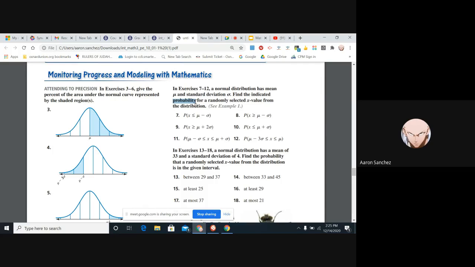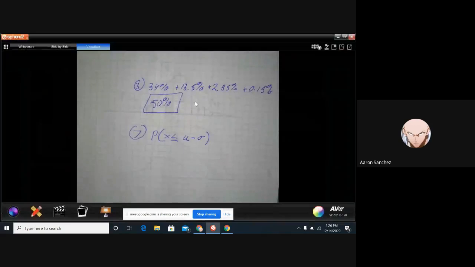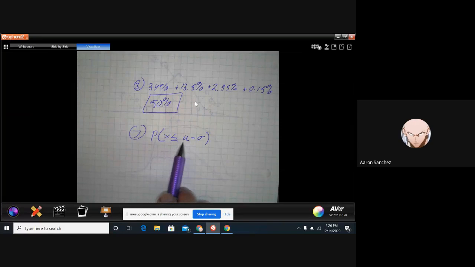So number 7, now you need your little picture thing here. I'm writing this down, right? Probability of x is less than or equal to the median minus 1 standard deviation. Okay? So right here, number 7, what's the probability that x is less than or equal to the median minus 1 standard deviation? Okay? You guys have that written down?